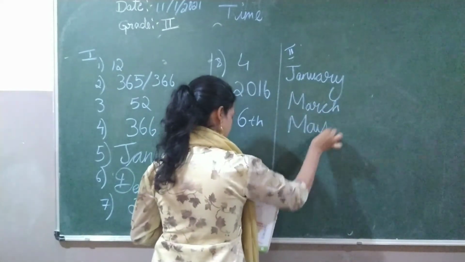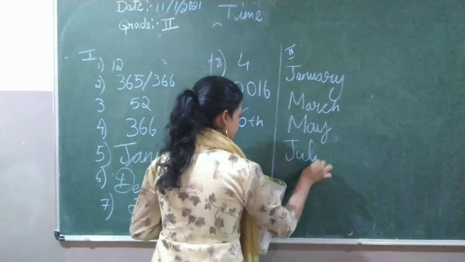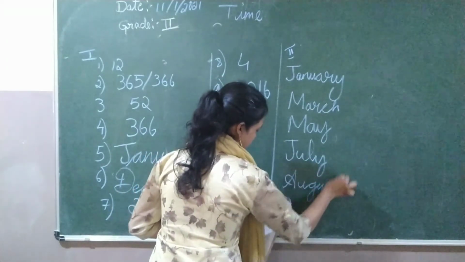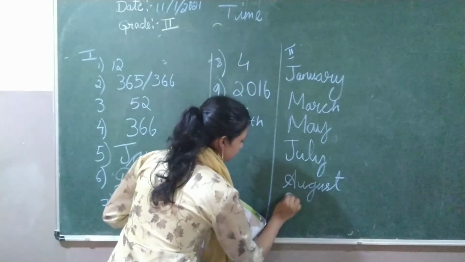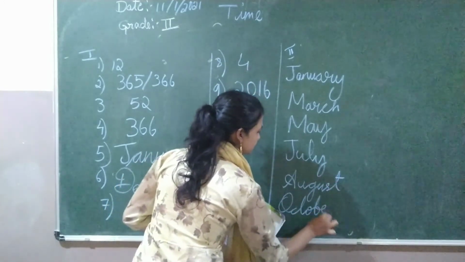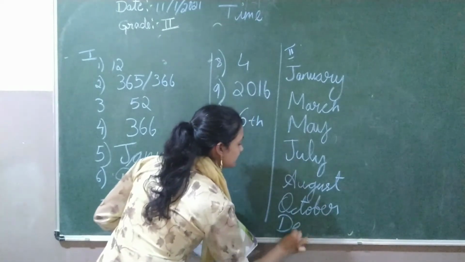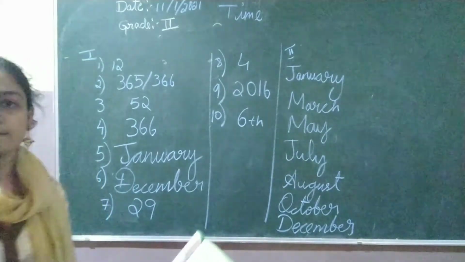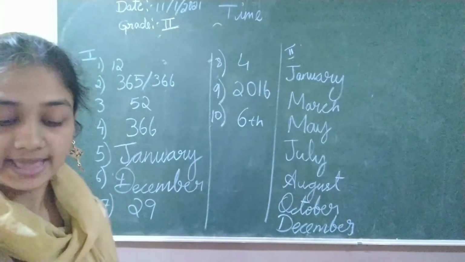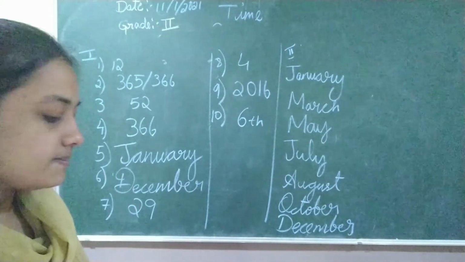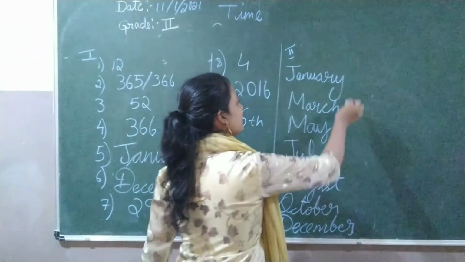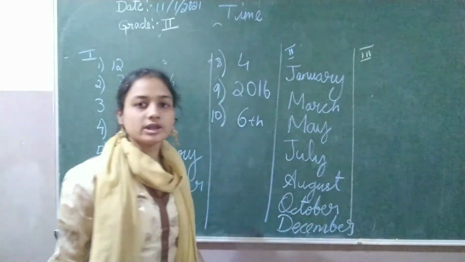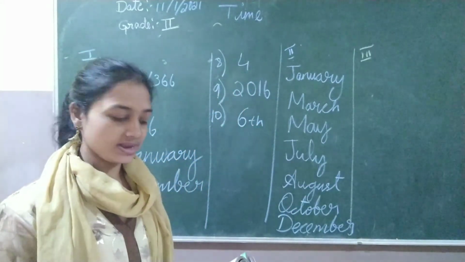May, July, August, October and December. These are the months having 31 days. Third one, write months having 30 days. You should write only the names of the months which have 30 days.